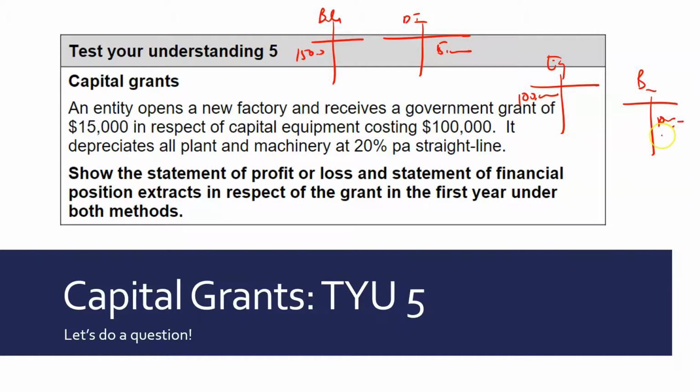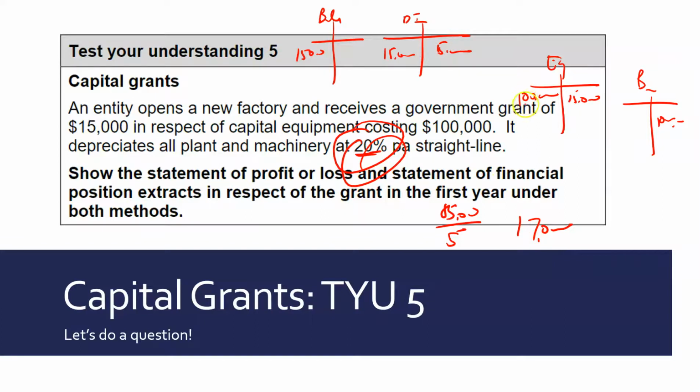So you have two options. You can literally just credit deferred income of 15,000 against this 100,000. That net book value becomes 85, and you depreciate 85 over 5 years, right? This is 20% straight line.